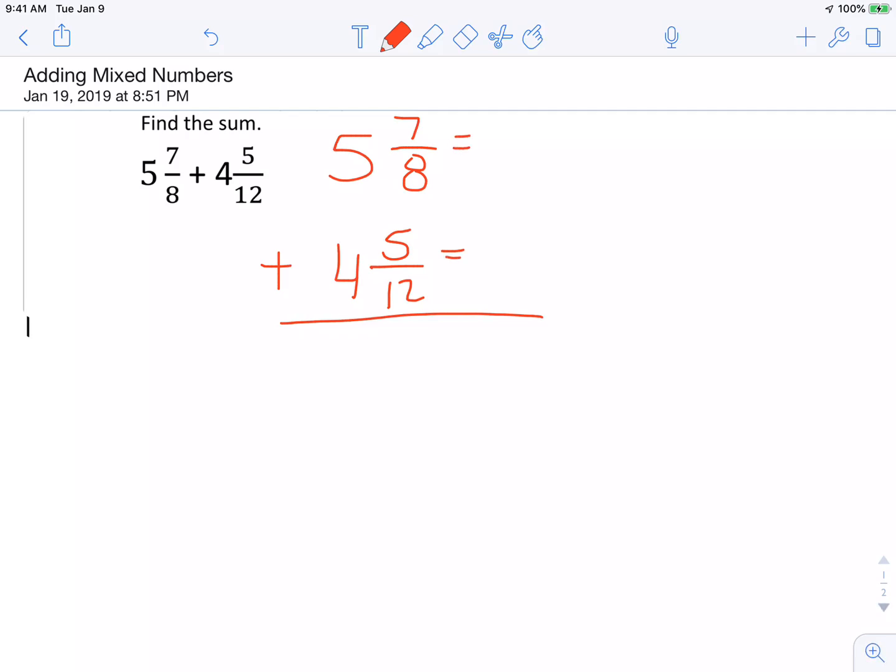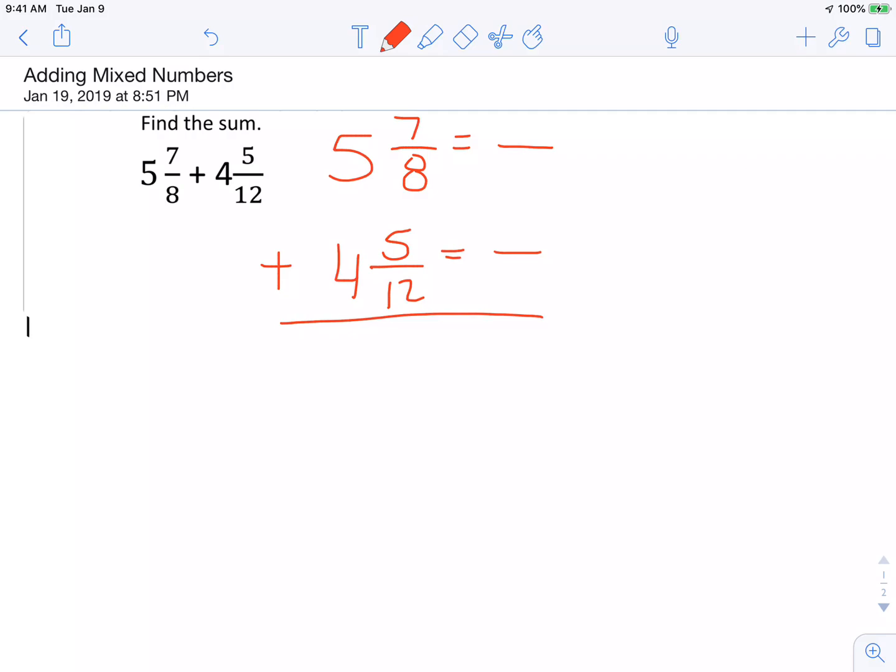Now remember, when you have unlike denominators, you have to make them common. You have to have common denominators in order to add or subtract. So I'm going to take my 8 and my 12 and I'm going to find out the least common denominator.